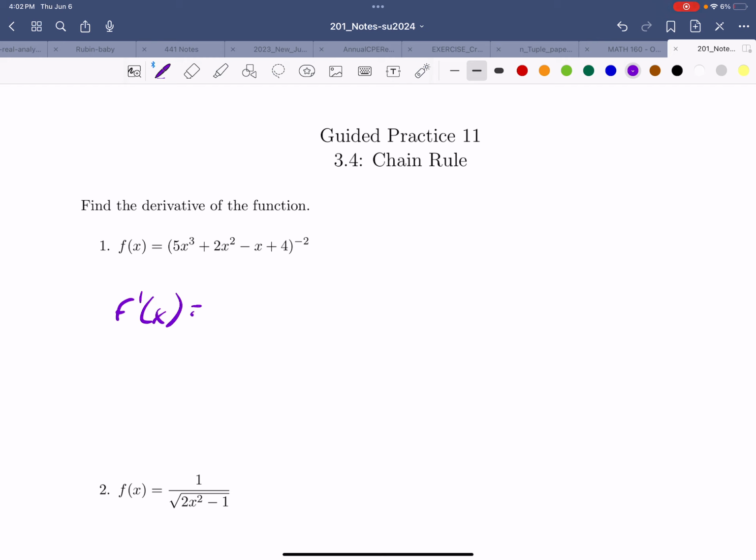F prime of x. What's the outermost function? It's x to the negative 2. Leave this entire inside the same. Don't change anything. Now take the derivative.